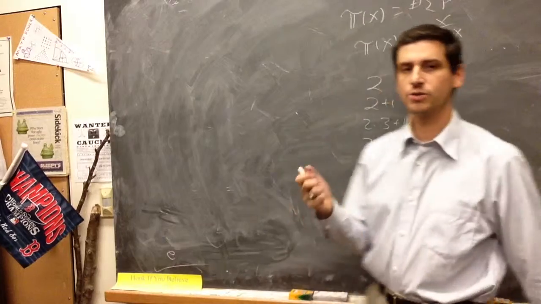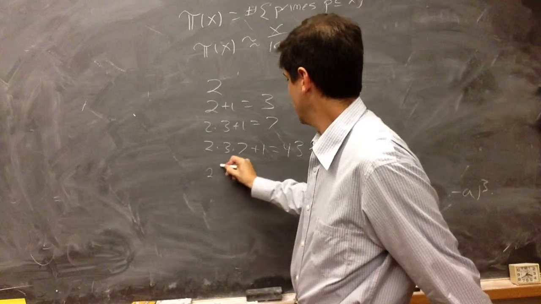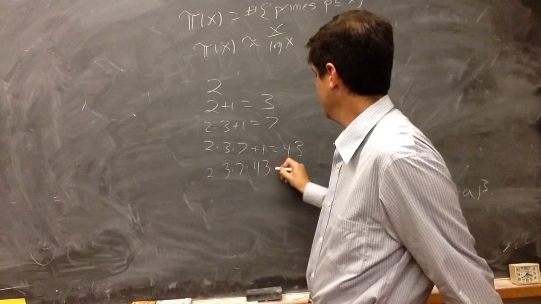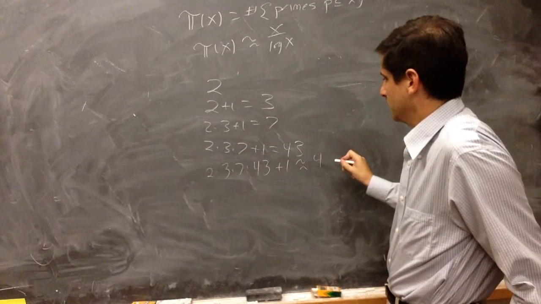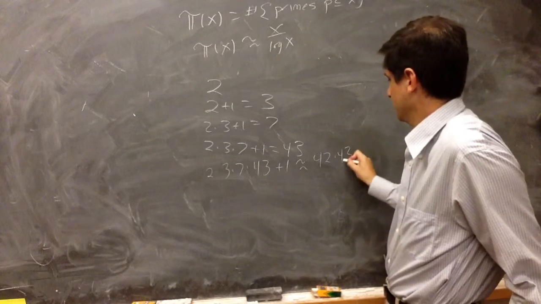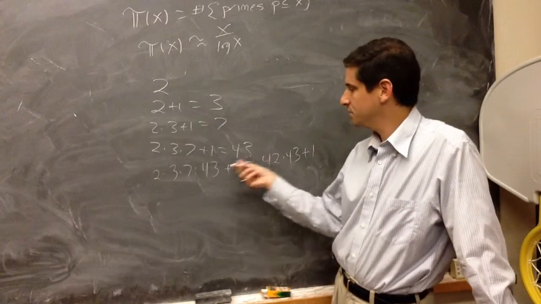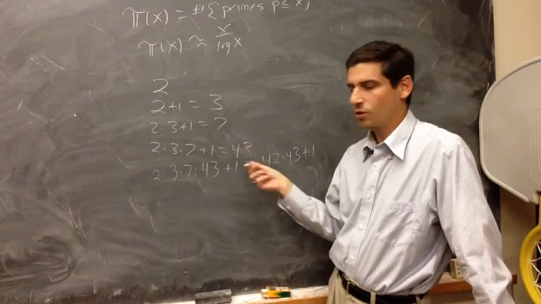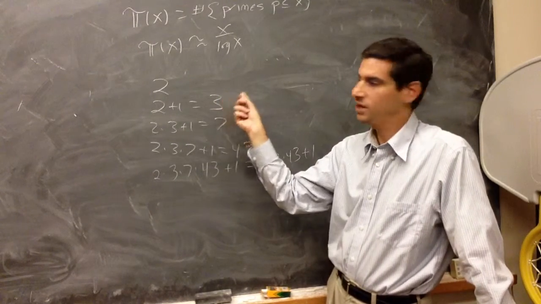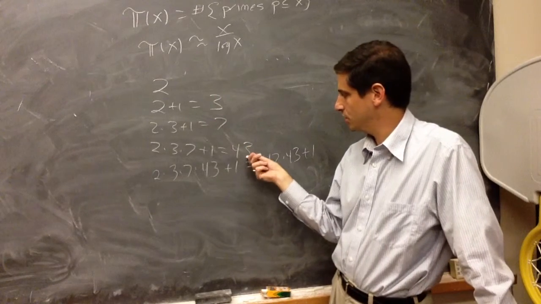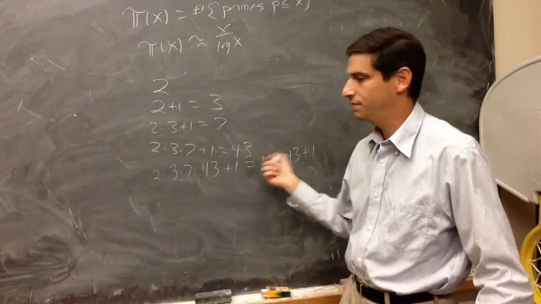And we can keep going and arguing along these lines. So if we keep going along these lines, the next one would be 2 times 3 times 7 times 43 plus 1. And this is approximately 42 times 43 plus 1. Actually, not approximately, it is 42 times 43 plus 1. So this is approximately 43 squared. So what we see is as we keep going down, if we're always in case 1, every step we essentially square how big our number is. 2 squared is about 3, 3 squared is about 7, 7 squared is about 43, and so on and so on. So if you try to play with this, you see that this is growing very fast.